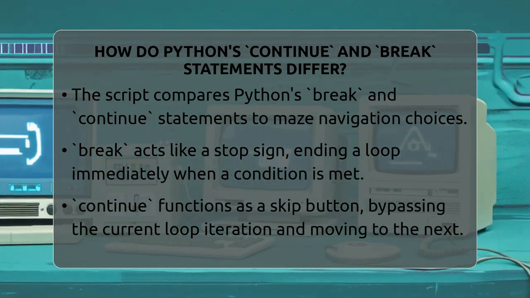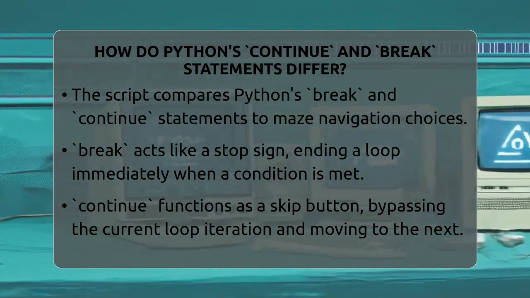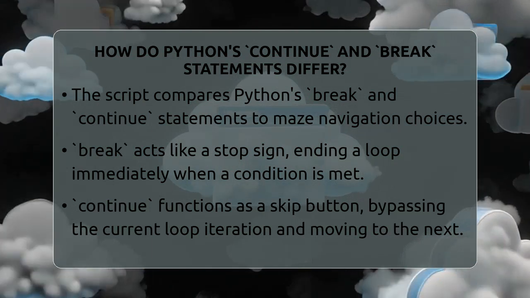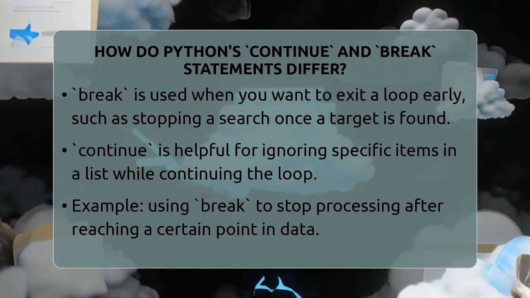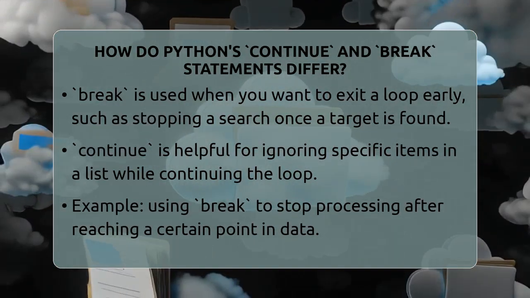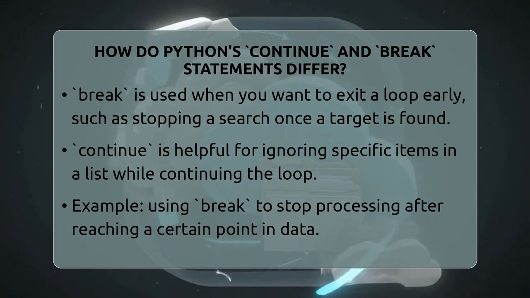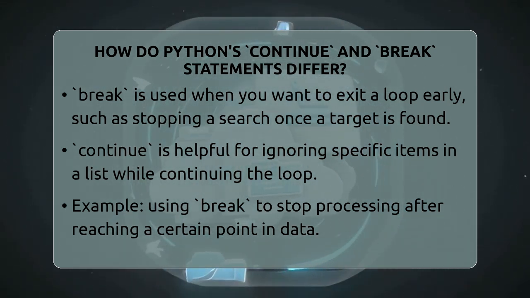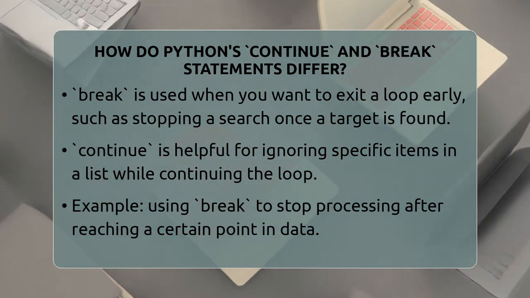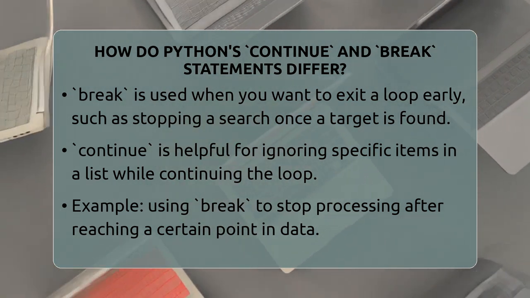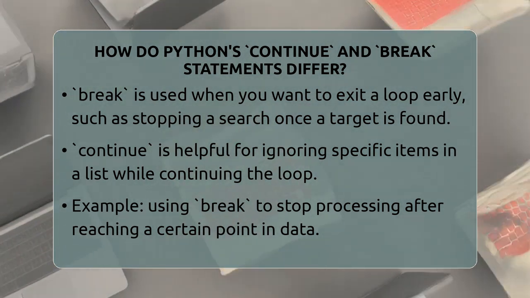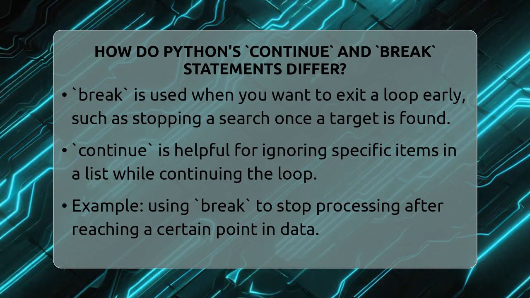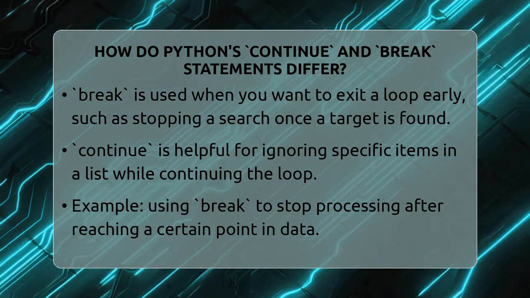Let's start with the break statement. Think of it as a stop sign. When Python sees break inside a loop, it immediately stops the loop altogether. It jumps out of the loop and continues with the code right after it. For example, if you are searching through a list of numbers and want to stop as soon as you find a specific number, you use break. When the condition is met, the loop ends right there.